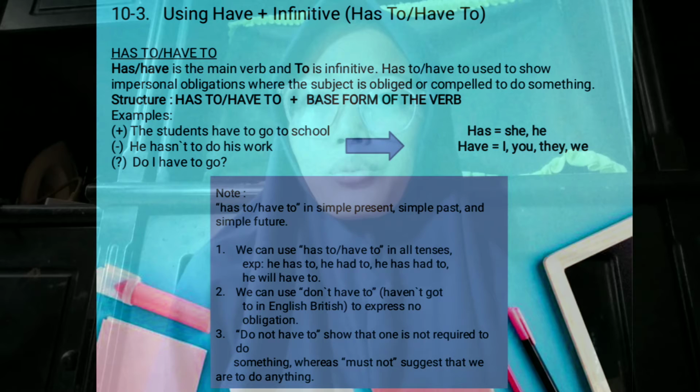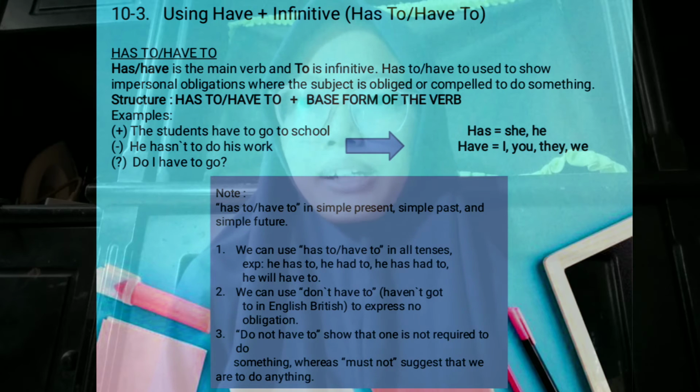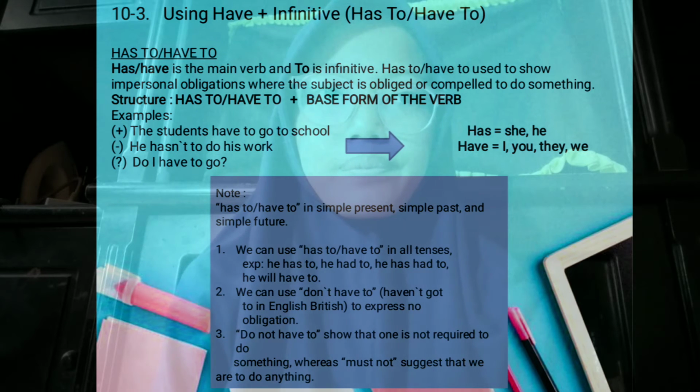First, we can use has to or have to in all tenses. Example, he has to, he had to, he has had to, and he will have to. Second, we can use don't have to or haven't got to in British English to express no obligation. Third, don't have to shows that one is not required to do something, whereas must not suggests that we are not to do it.